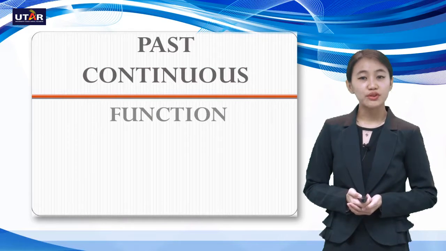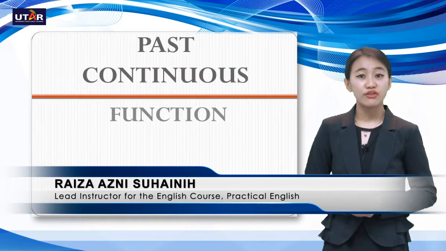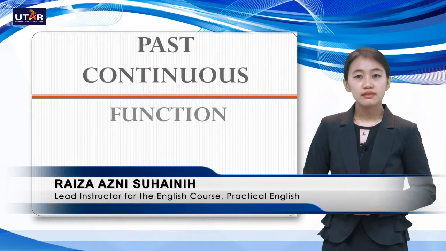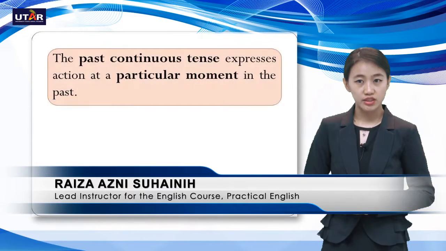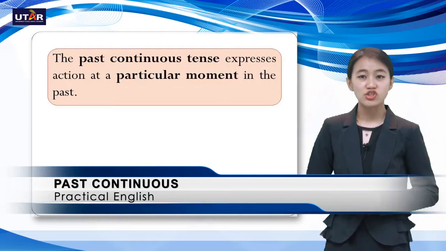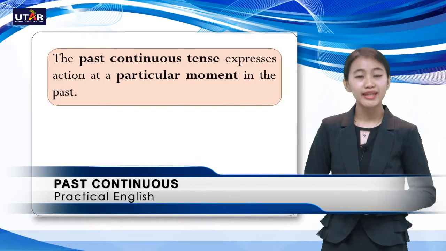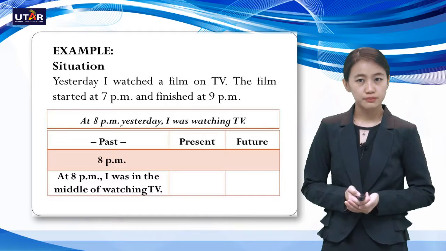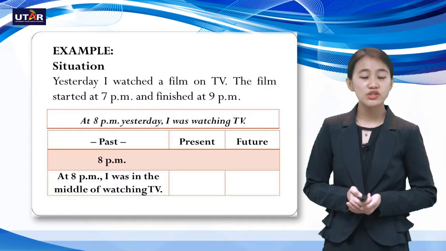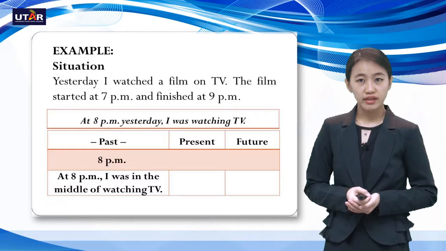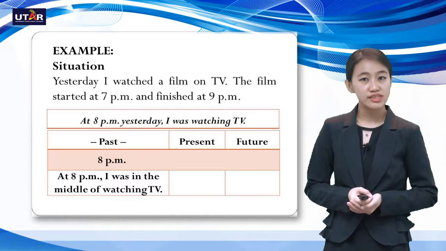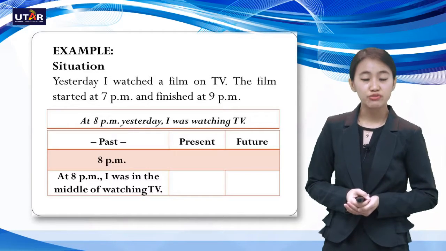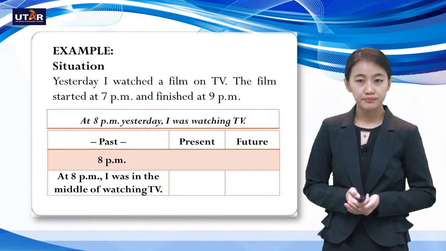Now let's look into the past continuous in terms of function. The first function of the past continuous is the past continuous tense expresses action at a particular moment in the past. Let's look at the example here. The situation given: yesterday I watched a film on TV. The film started at 7 p.m. and finished at 9 p.m.